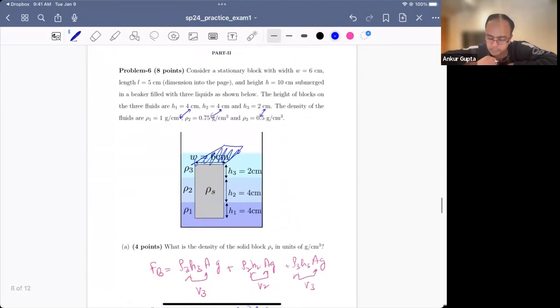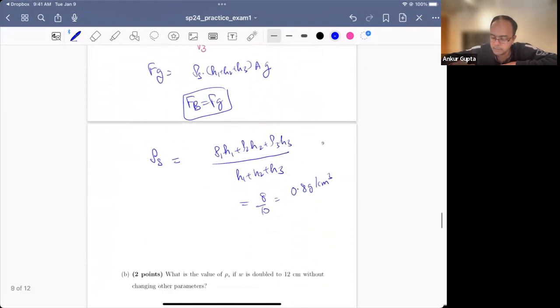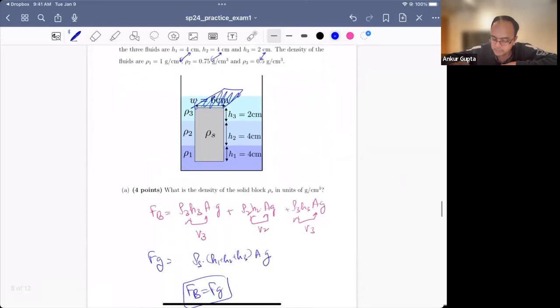0.8 grams per centimeter cube. So that makes kind of sense. We are getting some number, 0.8 grams per centimeter cube, for this density of solid. Okay, easy. This was actually quite easy.